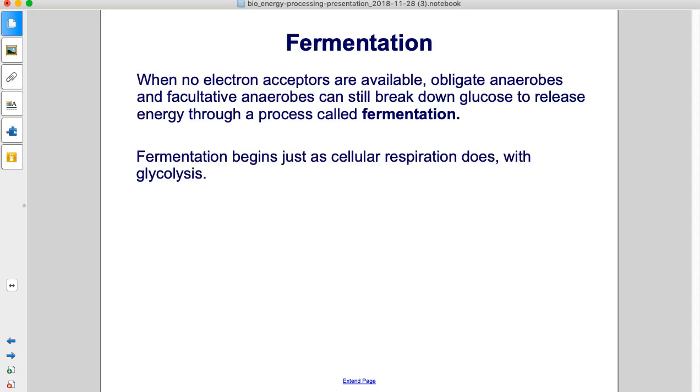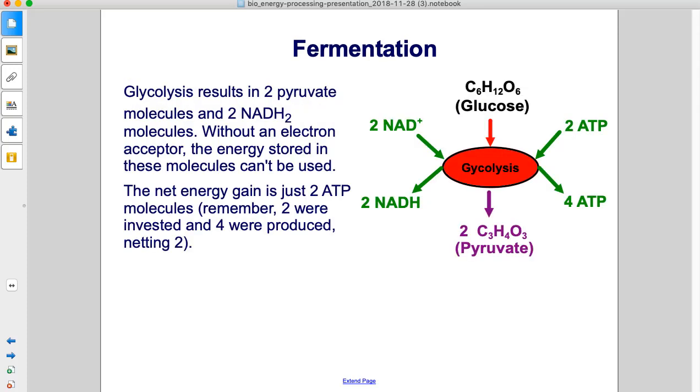Fermentation. When no electron acceptors are available, obligate anaerobes and facultative anaerobes can still break down glucose to release energy through a process called fermentation. Fermentation begins just as cellular respiration does, with glycolysis.